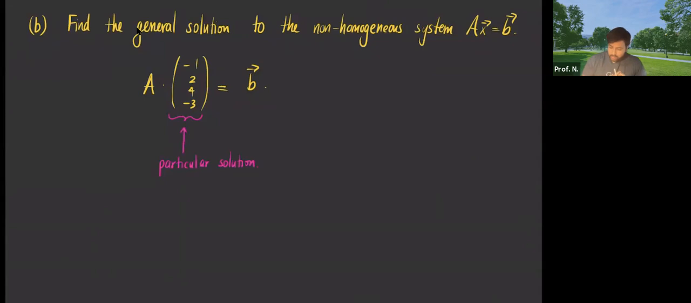And how is this related to the null space? So if I consider this as the particular solution, I'm going to call it denoted by x naught. That means that A times x naught equals B, right?